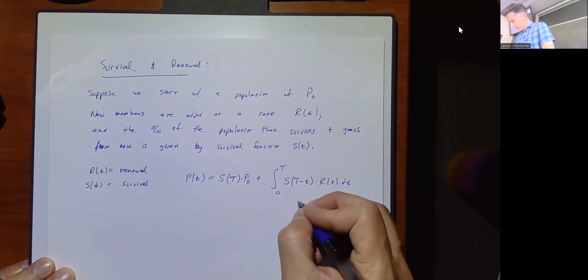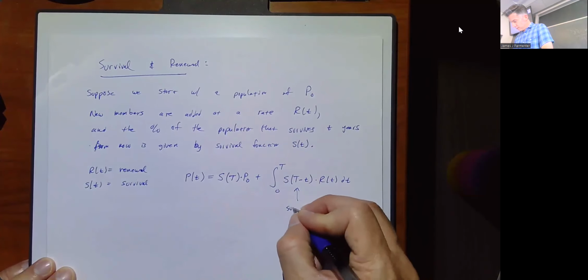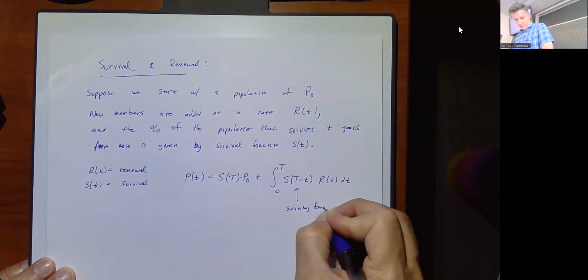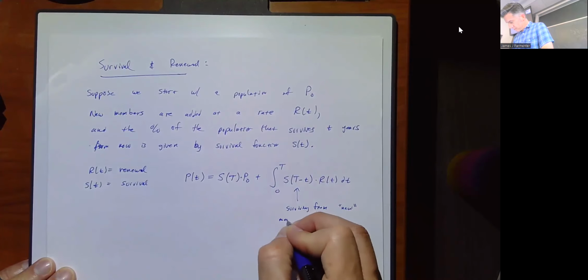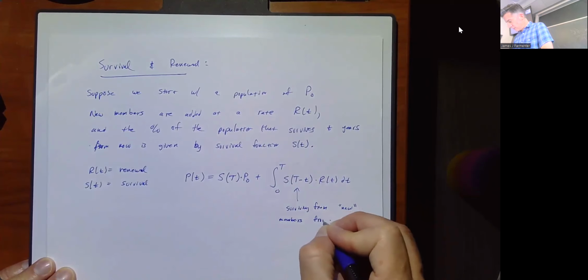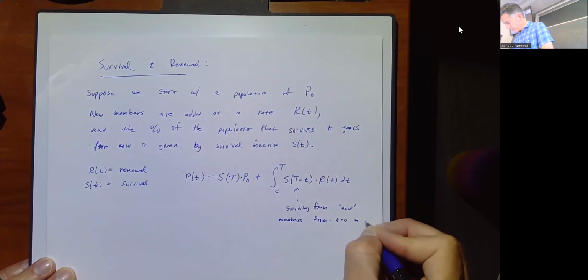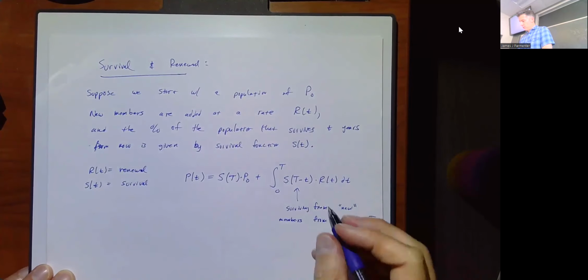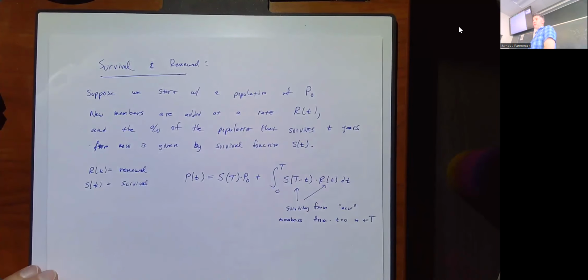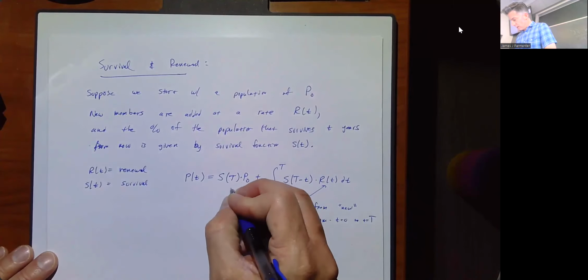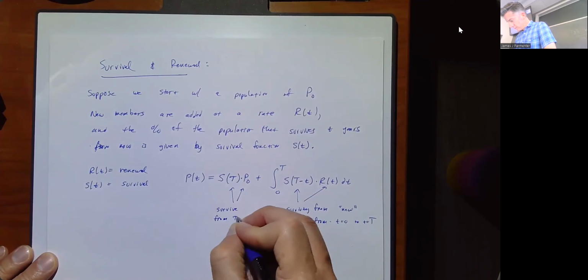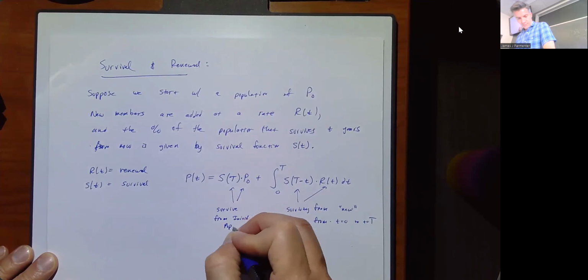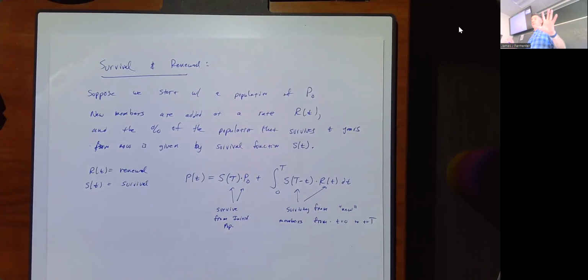What this represents is surviving from new members from time equals 0 to time equals capital T. So this integral is all those of the new members that survive, and these folks right here are the ones who survive from the initial population. So that's the basic idea of this setup and why we're doing it this way.